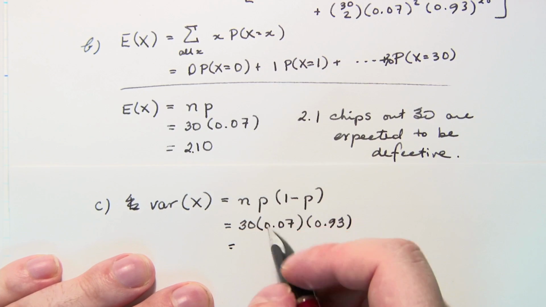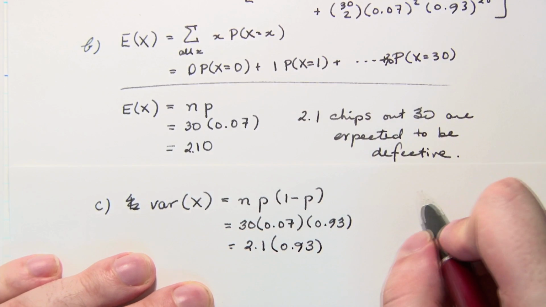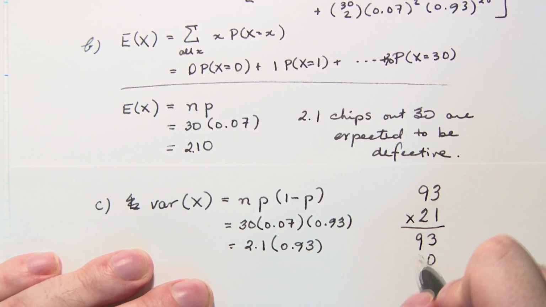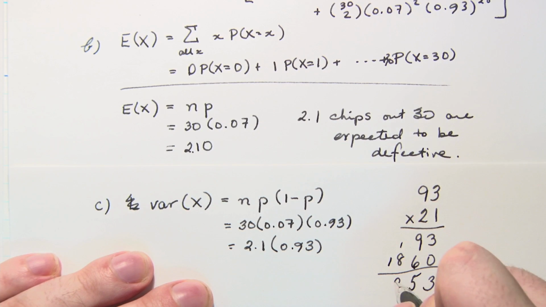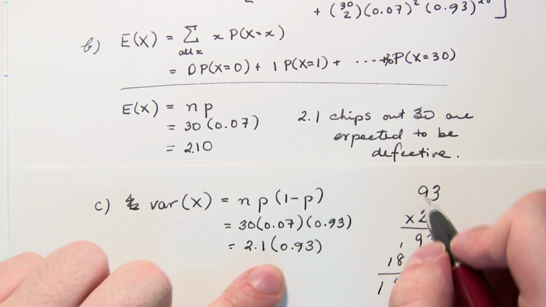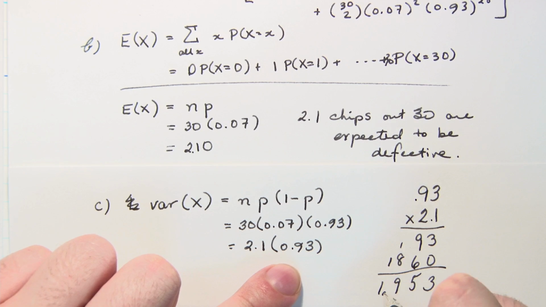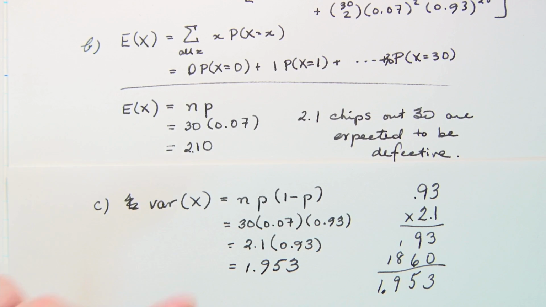So again, I got 2.1 multiplied by 0.93. Working that out, and because I have 1 decimal place plus 2 decimal places, 3 in total, the variance is actually equal to 1.953. So, and that's it. Okay.